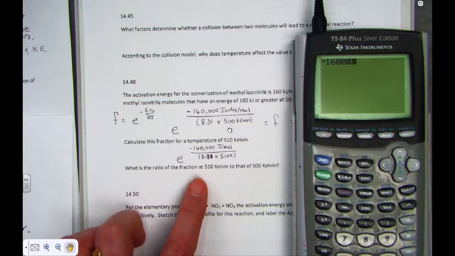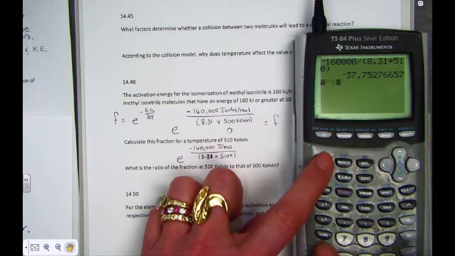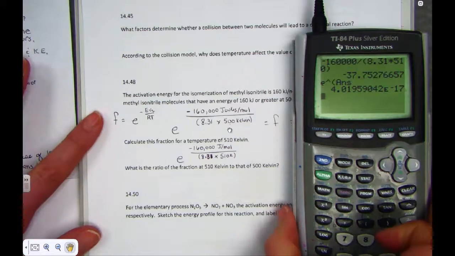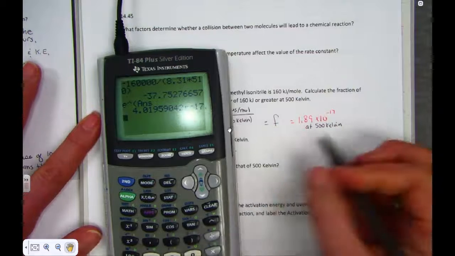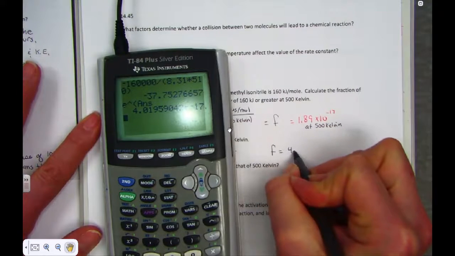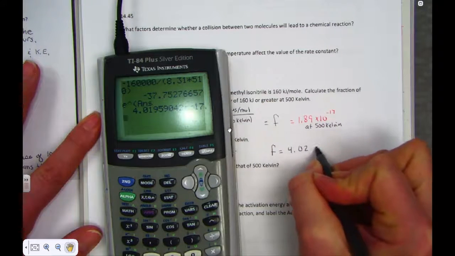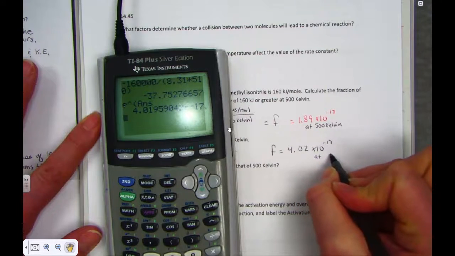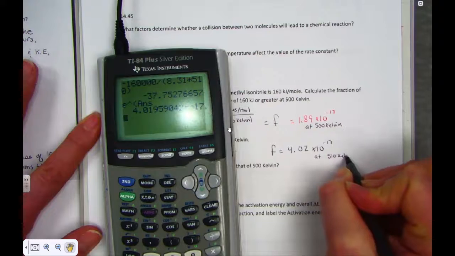Negative 160,000 divided by R, 8.31, times 510 Kelvin. And we get a value. e raised to that value is a number, and that number I find is 4.019. How about I go 4.02 times 10 to the negative 17th? That's the fraction at 510 Kelvin.